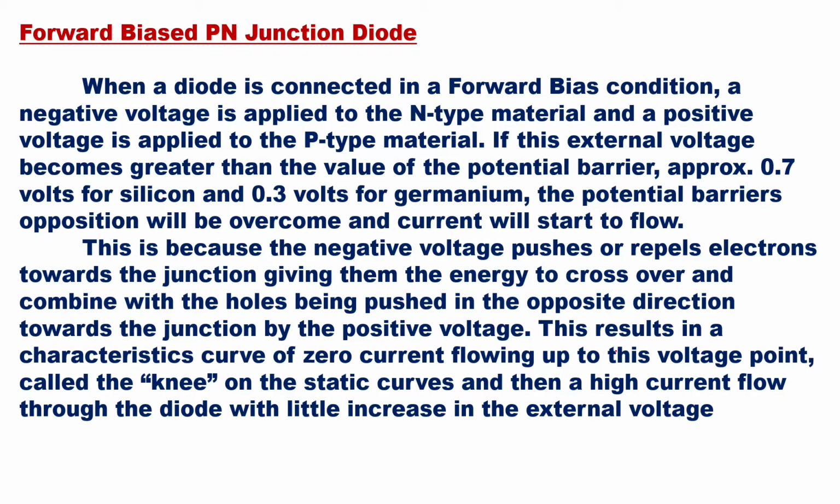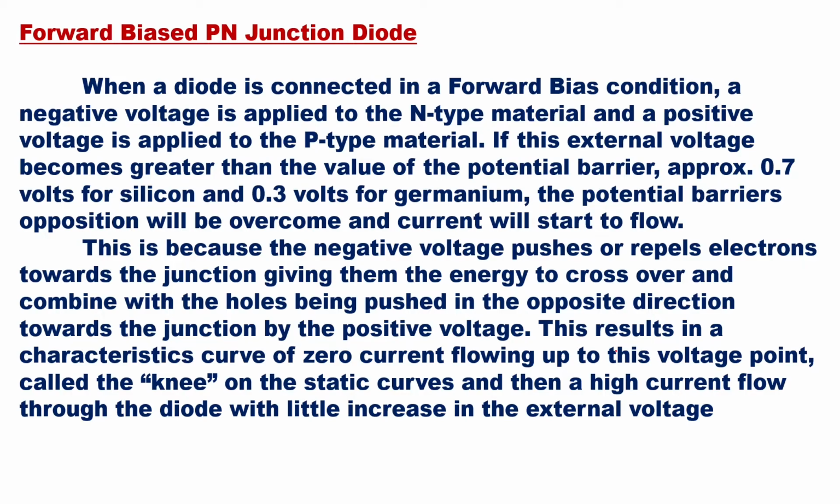Then we'll go to the theory of forward bias. When a diode is connected in forward bias condition, a negative voltage is applied to the N-type material and a positive voltage is applied to the P-type material. If this external voltage becomes greater than the value of the potential barrier, approximately 0.7 volt for silicon and 0.3 volt for germanium, the potential barrier's opposition will be overcome and the current will start to flow. This is because the negative voltage pushes or repels electrons from the N region towards the junction, giving them the energy to cross over, combined with the holes being pushed in the opposite direction towards the junction by the positive voltage.